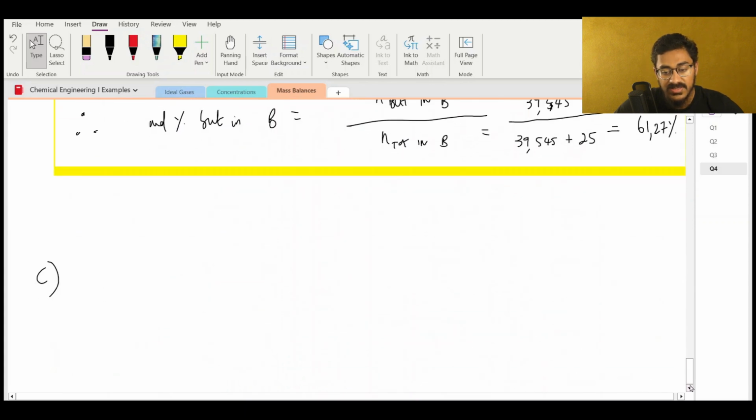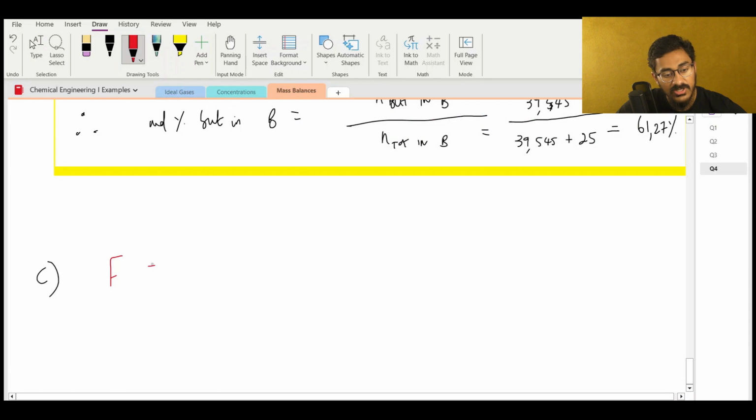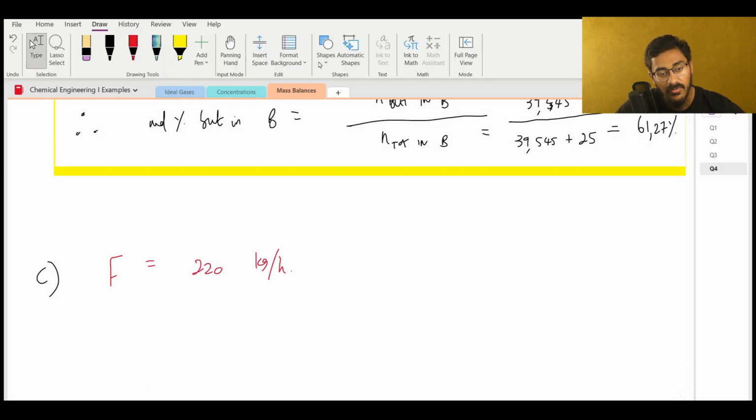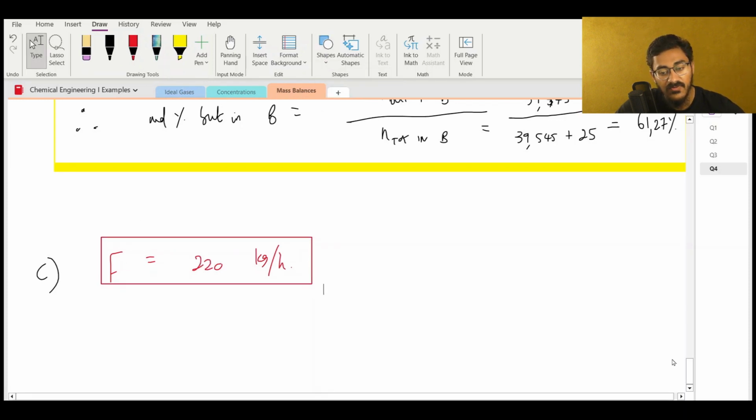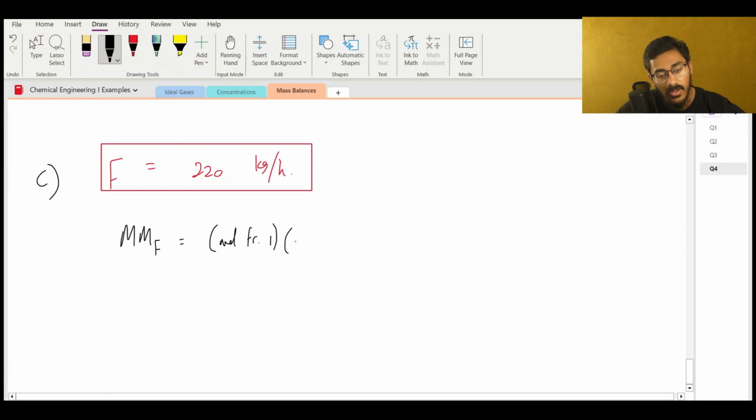Okay, so for part C, I know that I've been given the information that F is equal to 220 kilograms per hour. Now, how do I turn a mass flow rate into a molar flow rate? And you're already telling me the answer. The relationship between mass and moles is molar mass. So I want to work out the molar mass of the feed stream. So that is equal to the mole fraction of component 1 multiplied by the molar mass of component 1.